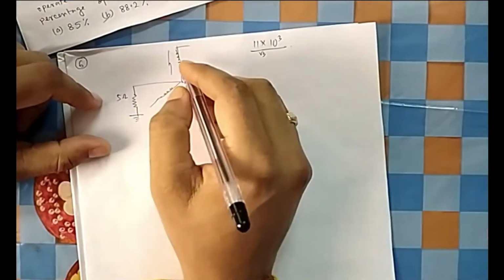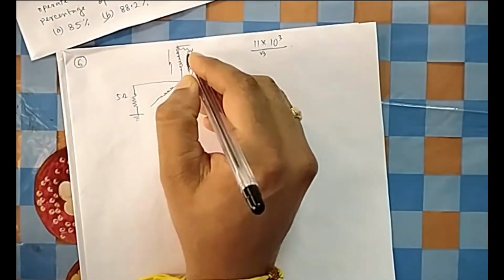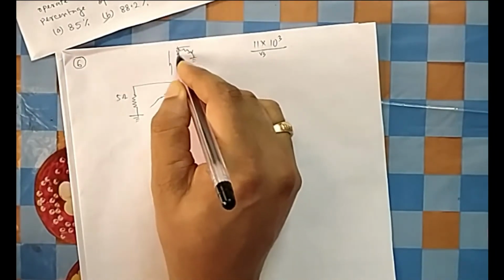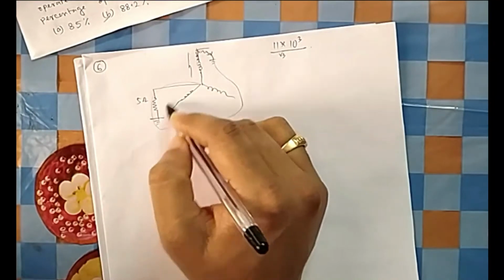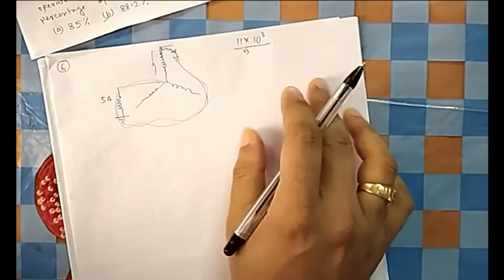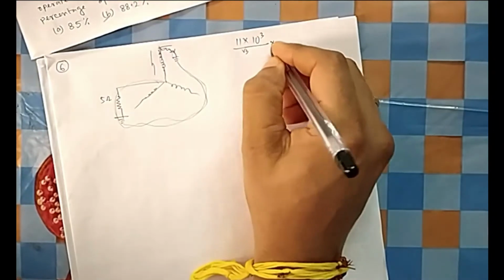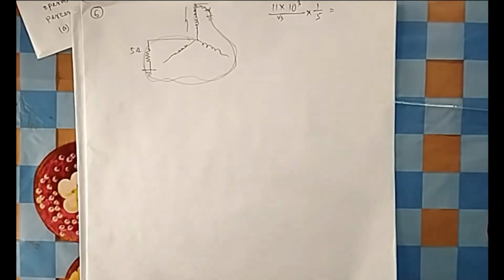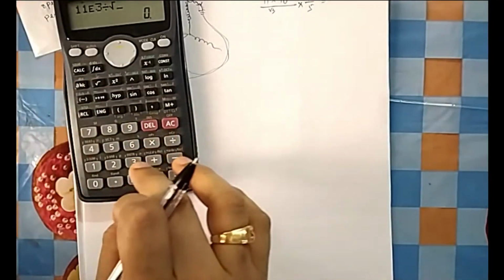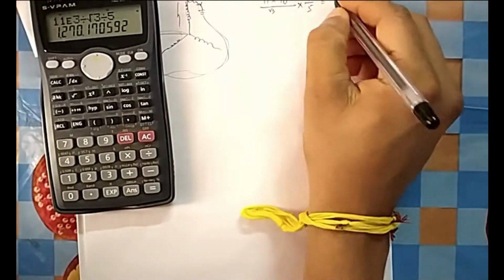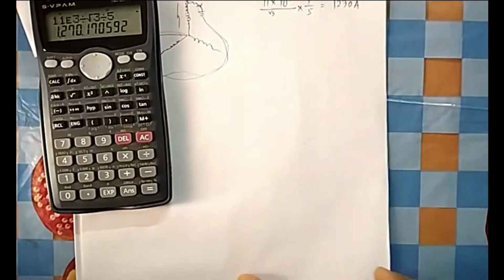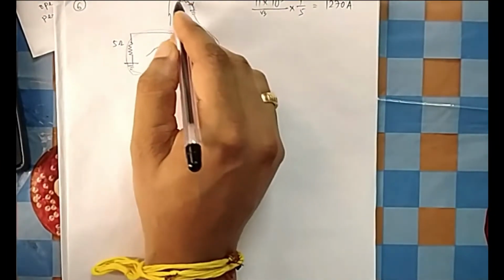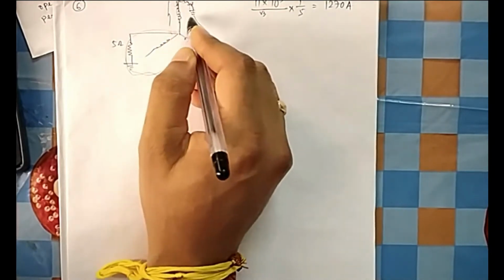Now let me take that there is a fault here itself. How will the current flow from here to here? The fault current will pass through this path. So what is the effective resistance in this path? This is the 5 ohm that I have connected. So how much will my fault current be? My fault current will be 11 kV divided by root 3 divided by 5. So it is around 1270 ampere. If there is a fault, the entire winding is exposed to that fault.